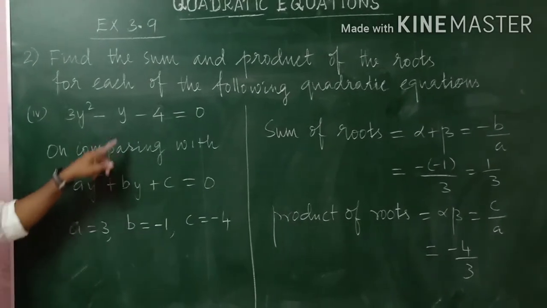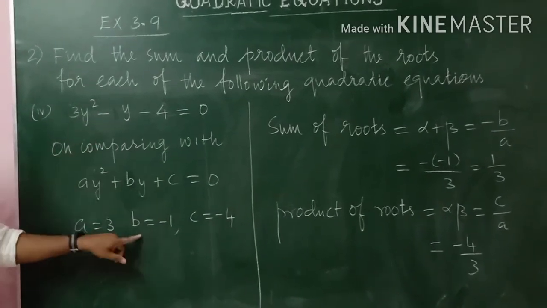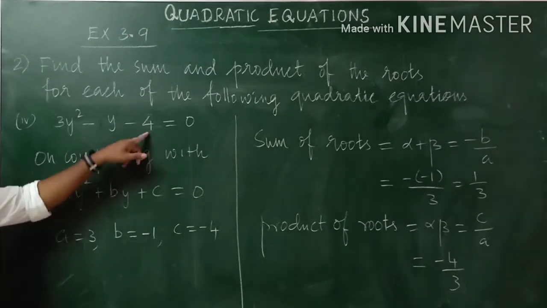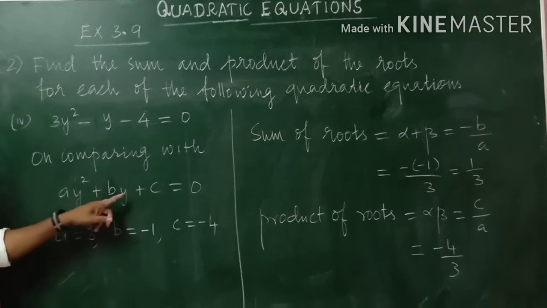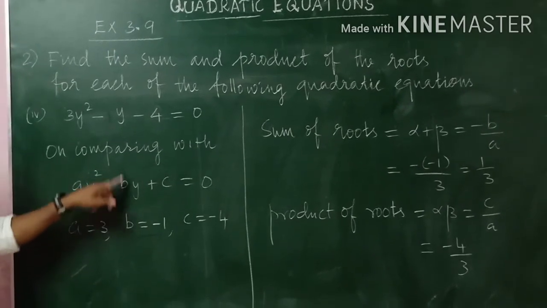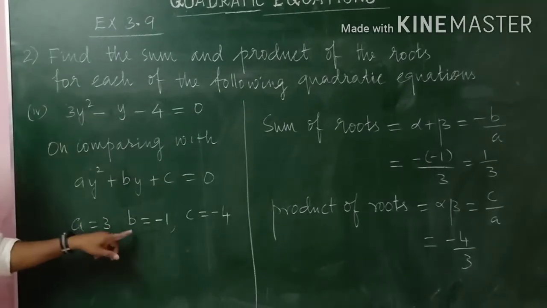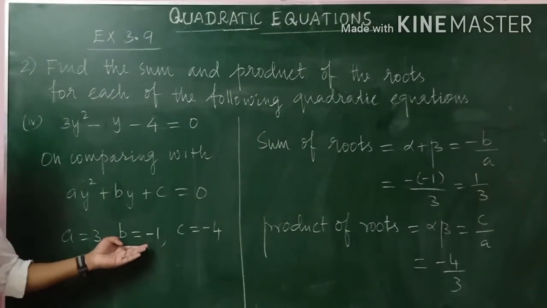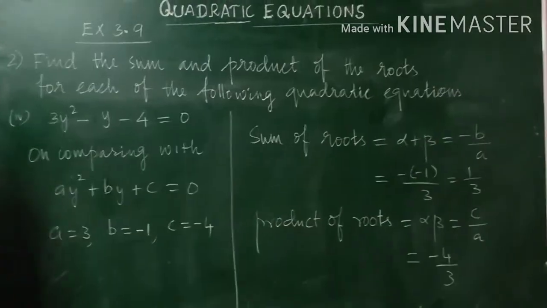The coefficient of y is b. Here the coefficient of y is minus 1. So b is equal to minus 1. And the constant term c is equal to minus 4. Therefore a is equal to 3, b is equal to minus 1 and c is equal to minus 4.